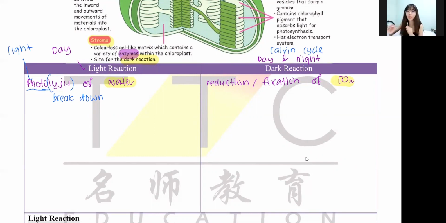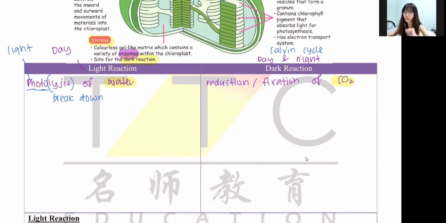If there is no light reaction, there will be no dark reaction. If there is light reaction, there will be a dark reaction. These two processes must happen at the same time. That's why we say nighttime we have lesser photosynthesis, because nighttime you have lesser light. So that's why nighttime you have more respiration, lesser photosynthesis. So light and dark reaction, both processes must happen at the same time.